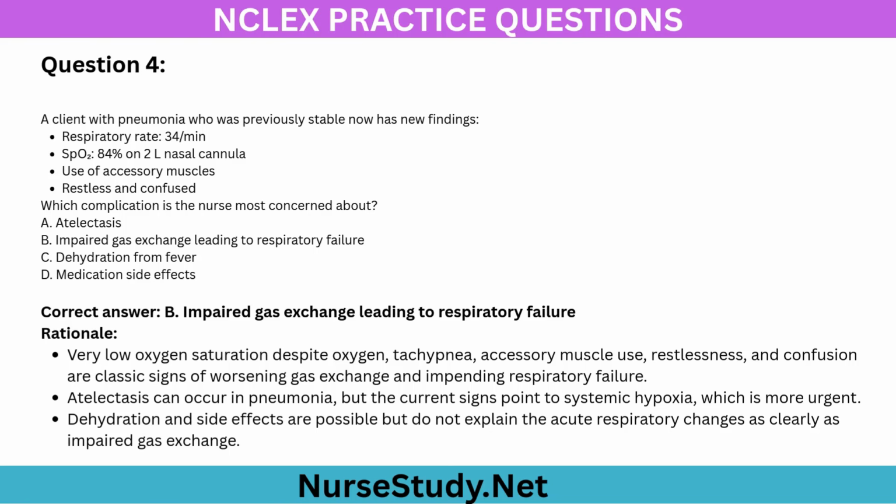Correct answer: B. Impaired gas exchange leading to respiratory failure. Rationale: very low oxygen saturation despite oxygen, tachypnea, accessory muscle use, restlessness, and confusion are classic signs of worsening gas exchange and impending respiratory failure. Atelectasis can occur in pneumonia, but the current signs point to systemic hypoxia, which is more urgent. Dehydration and side effects are possible, but do not explain the acute respiratory changes as clearly as impaired gas exchange.